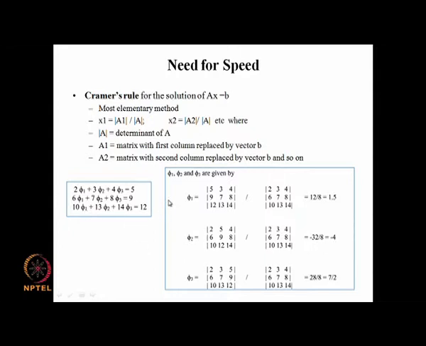And for phi 3 you take the coefficient matrix, replace the third column by the right hand side column 5, 9, 12. So that is what you have done here. Determinant of this divided by determinant of this will give you the solution here.